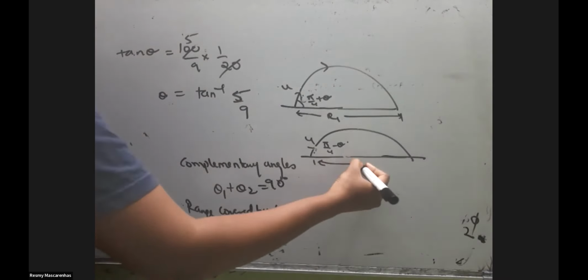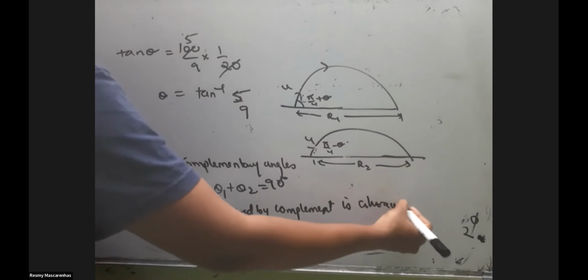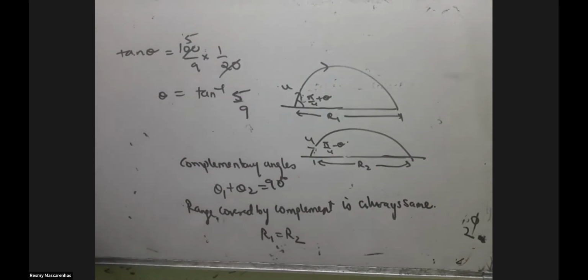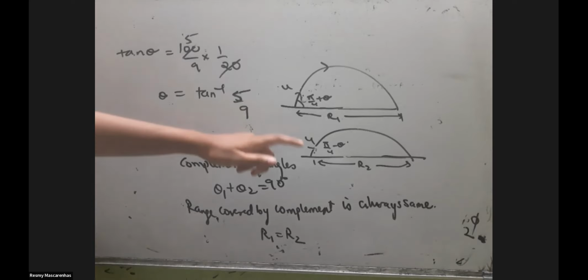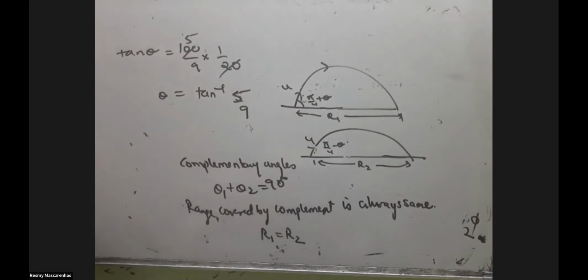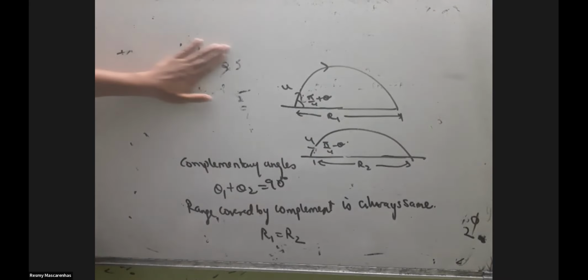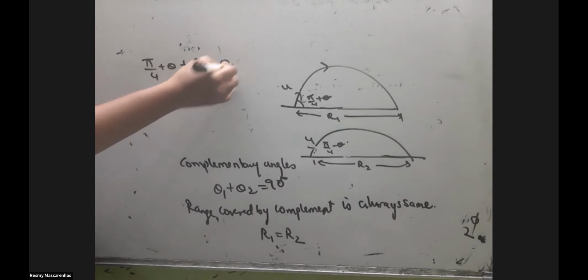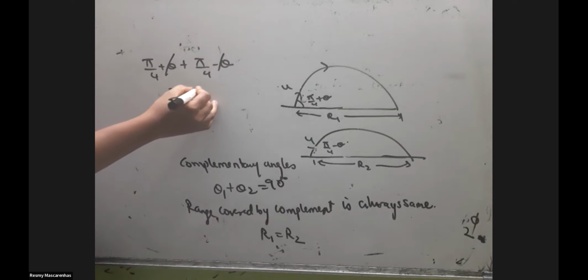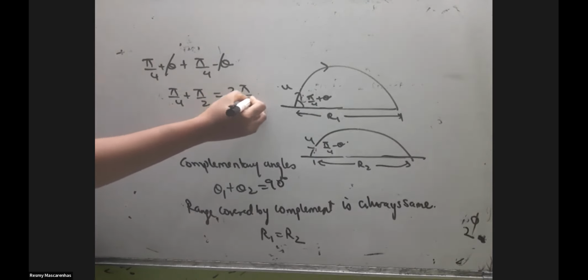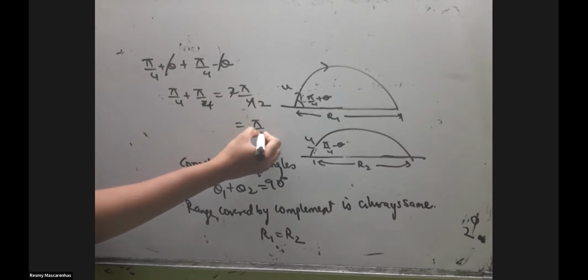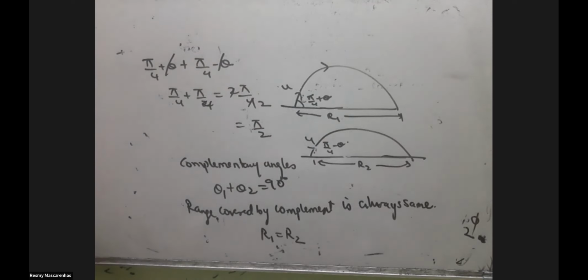This is R1, and R1 equals R2. How do we know that they are complementary angles? Just add them and see if you are getting 90 degrees. Pi by 4 plus pi by 4 is nothing but 2 pi by 4, pi by 2. Those who don't know how to convert radians to degrees, pi by 2 means 90 degrees.